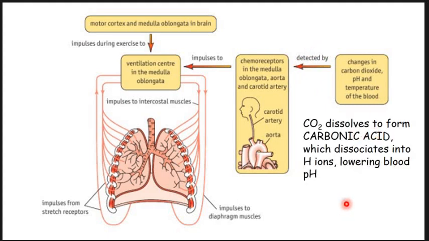So CO2 dissolves to form carbonic acid, which lowers your blood pH. That is detected by receptors, so chemoreceptors in the medulla oblongata, in the brain itself, in the aorta and the carotid artery. So the same ones that send information affecting heart rate will also affect breathing rate. Those impulses will be sent to the ventilation center in the medulla oblongata, and they will cause an increase in the rate and depth.